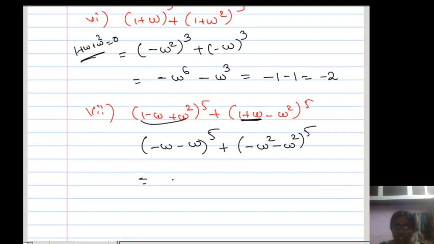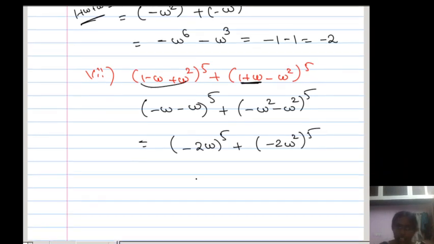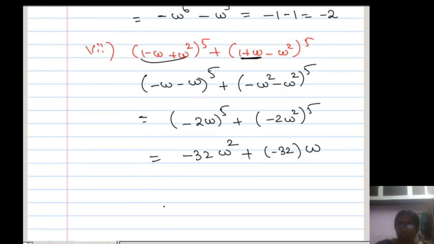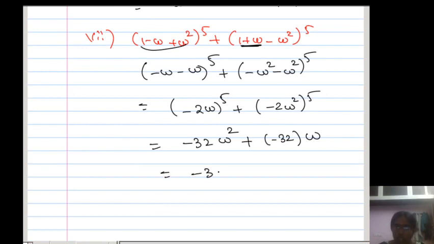So nothing here: (−2ω)⁵ + (−2ω²)⁵. This can be written as (−2)⁵, which means −32. So −32ω⁵, which means ω², plus −32ω¹⁰, which means ω, because ω⁹ is 1. So −32 common, you can write (ω² + ω), but ω² + ω is equivalent to what? −1. That's why your answer is minus into minus plus, so the final answer is 32, correct.